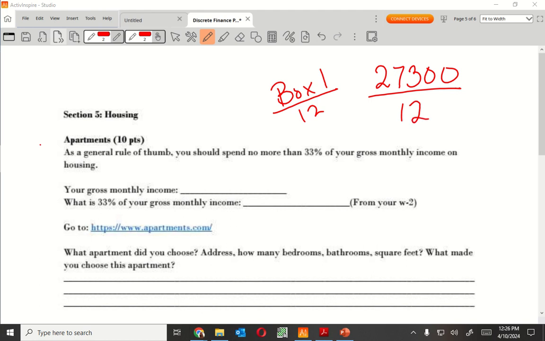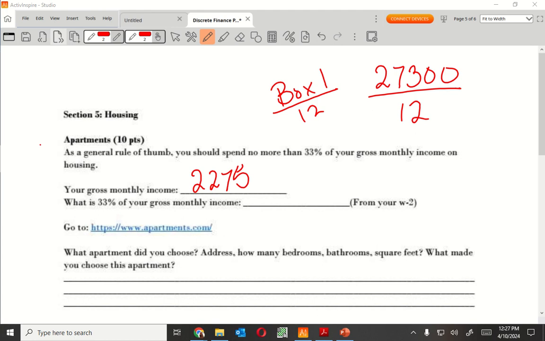I know you guys got your calculators out right now because that's what good students do. Good students follow directions. Good students go online, find your NumWorks app. What is it? 2,275. You guys agree? Good. So that is my gross monthly income. That's what I make gross.